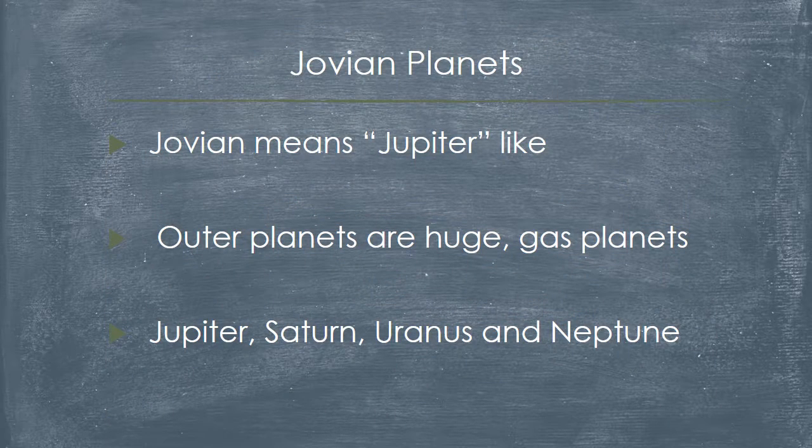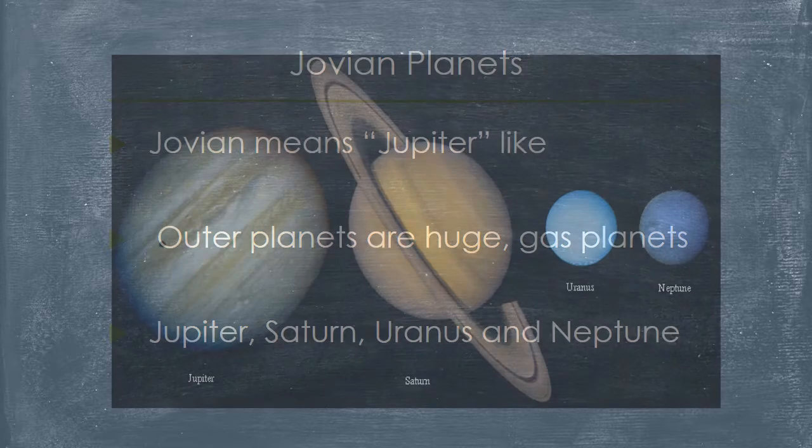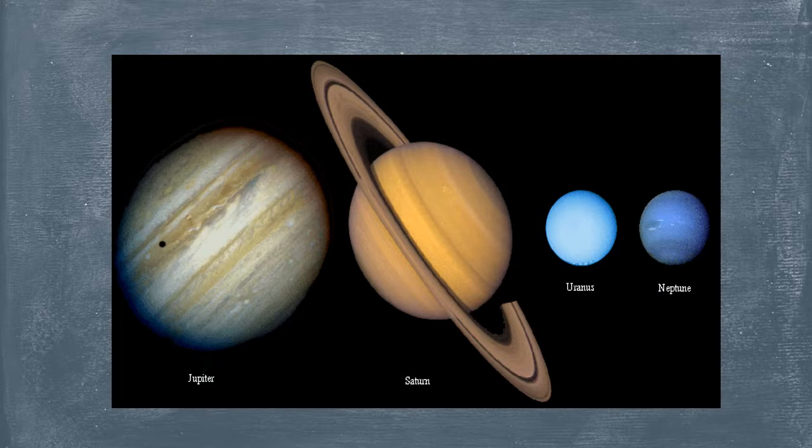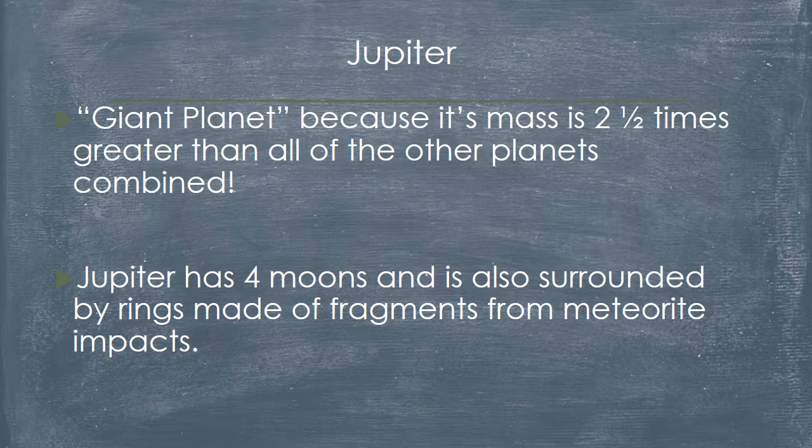So the Jovian planets. Jovian means Jupiter-like. These are the outer planets, and these are huge planets that are gas planets. Jupiter, Saturn, Uranus, and Neptune. So here we've got Jupiter from left to right, Saturn with its big rings, Uranus is nice blue color, and Neptune. Jupiter's the giant planet.